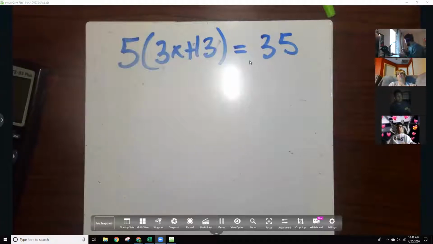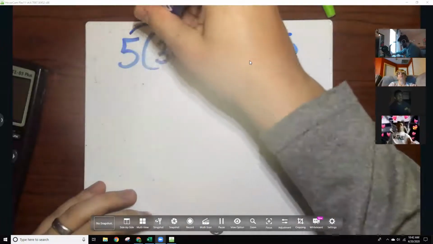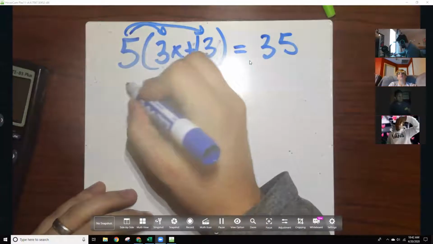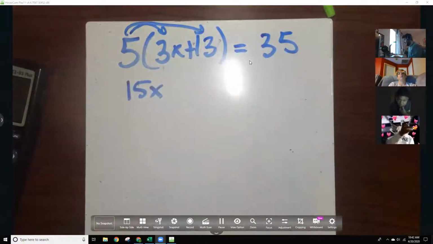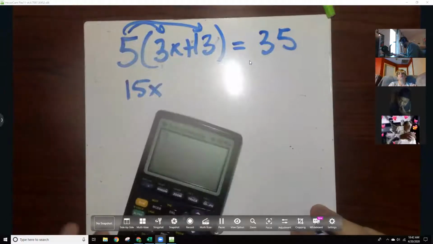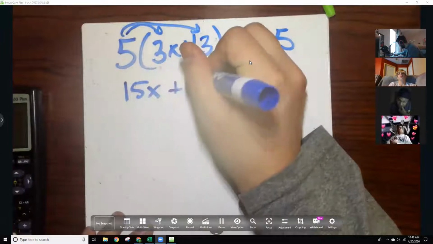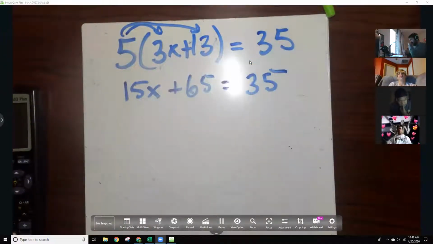So what I like to do is get each side sorted first. We got these parentheses, we got to distribute. So that's 5 times 3x, which is 15x. 5 times 13 is 65. It's too early for maths.